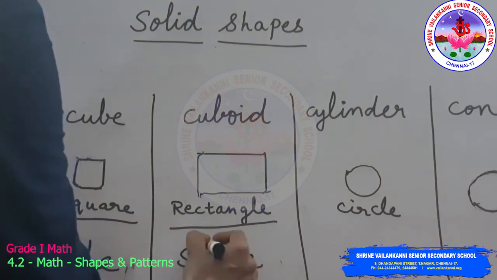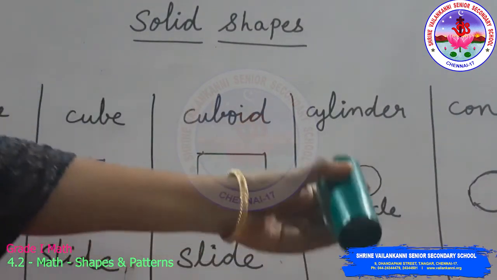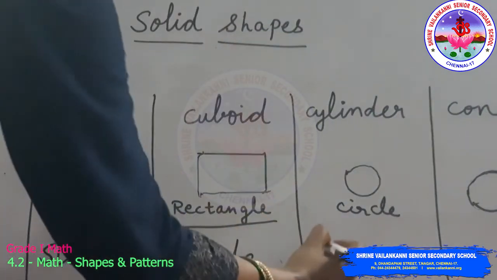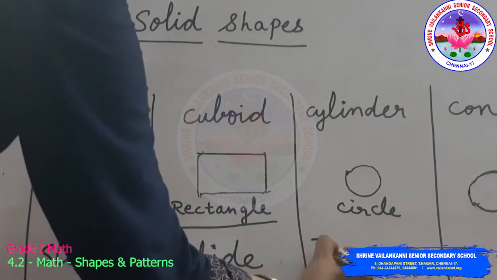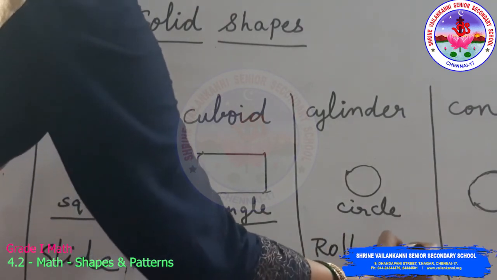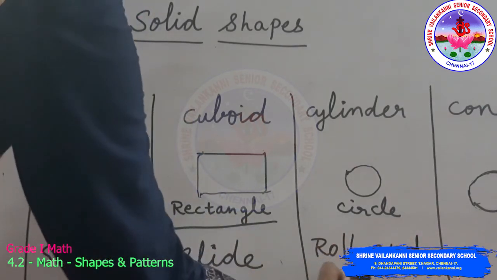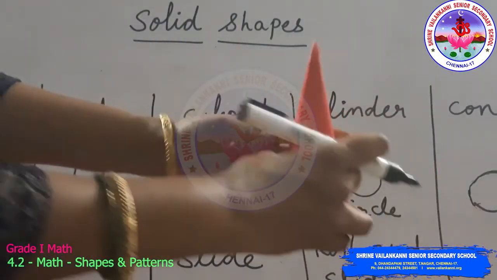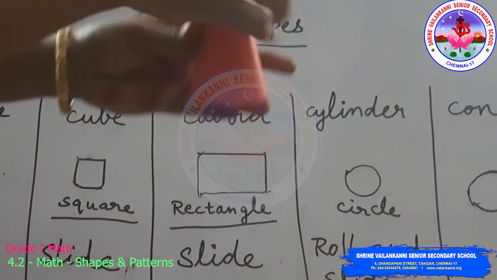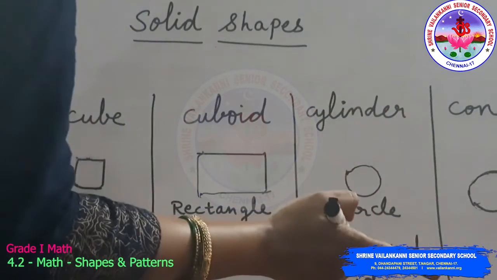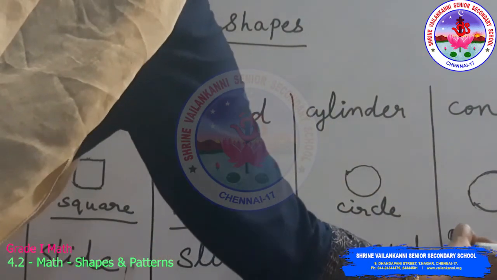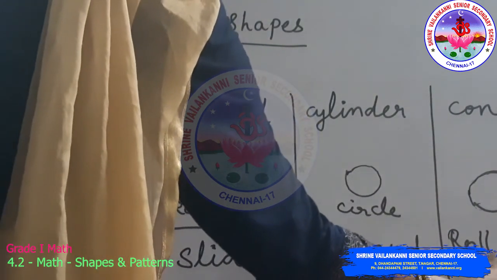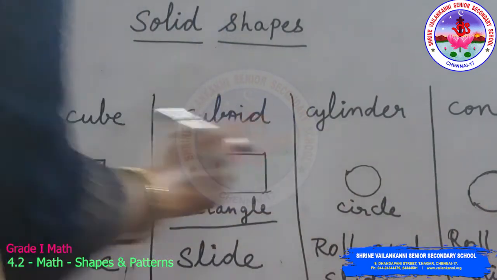Okay, now cylinder. Imagine two surfaces, curved and flat. So a cylinder will, yes, roll and slide. Good. Now cone. Cone also same. Flat and curved surface. So the cone also will roll and slide. Good. Good performance, children.